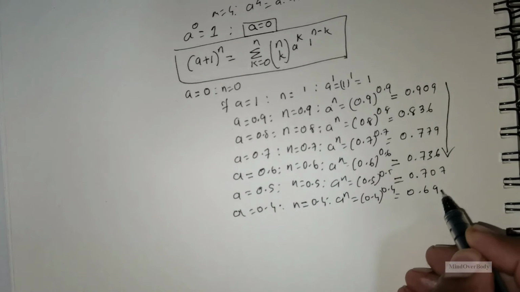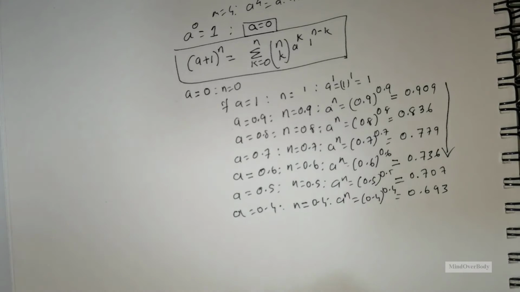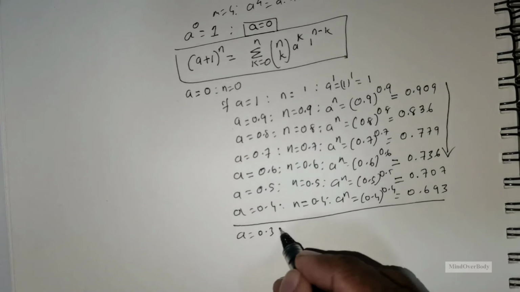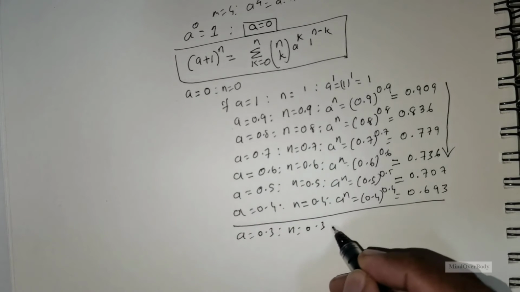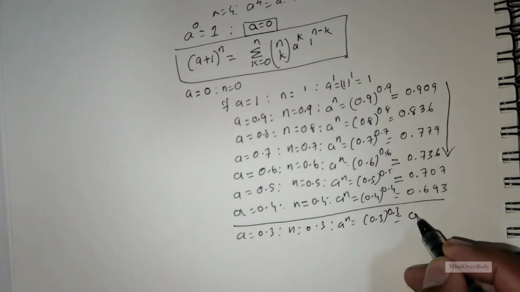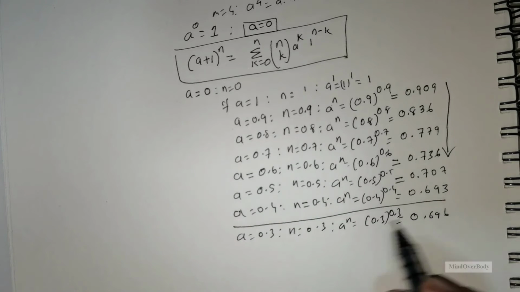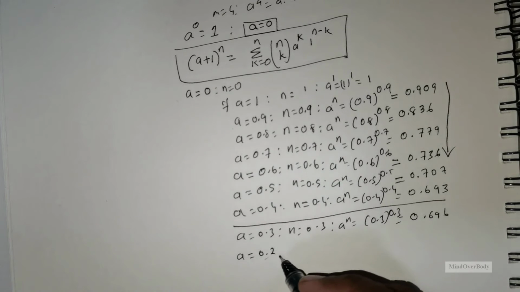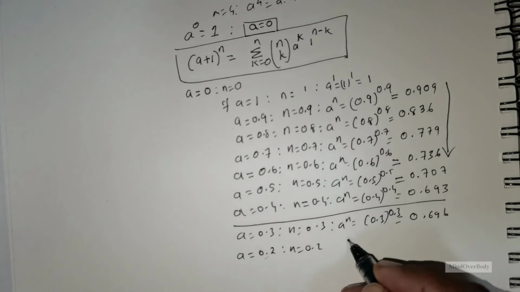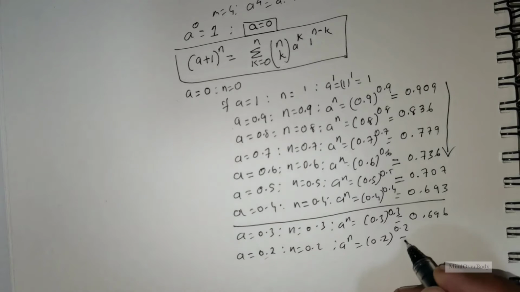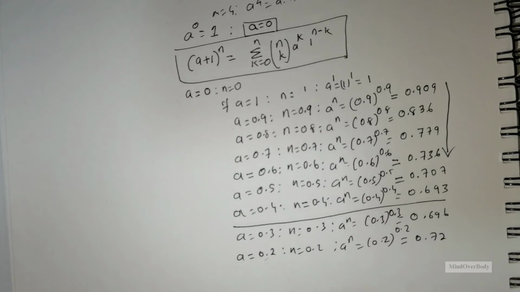would be approximately 0.693. Now if you were to take a as 0.3 and n as 0.3 and find out a raised to the power n, you will have 0.3 raised to the power 0.3, which is going to be 0.696. Now let me bring your attention to a very important observation. If you were to take a as 0.2 and n as 0.2, then a raised to the power n would be 0.2 raised to the power 0.2, which would be approximately 0.729, an approximate value.